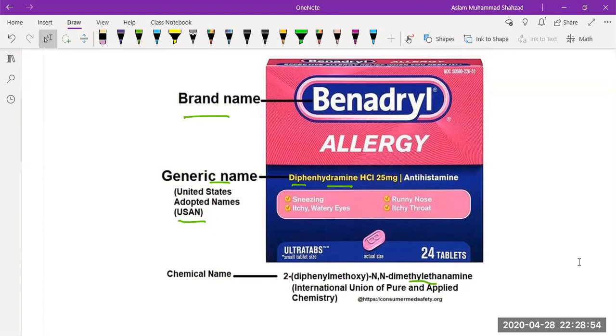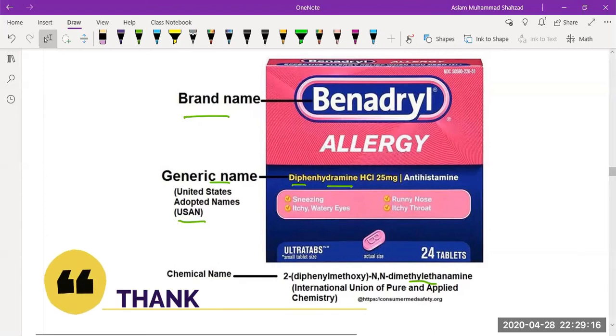So when we compare the generic name and the chemical name, the generic name is also a chemical name, but it is given by the other governing body, and it is a simpler name as compared to the chemical name given by IUPAC, which is known as the scientific name of the drug. So that's how we classify the brand name, generic name, and chemical name. Thank you so much for this lecture.